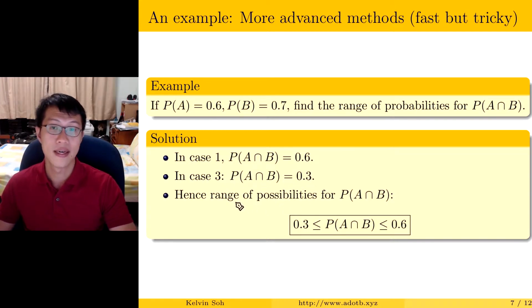Hence our answer, the range of possible values for P(A intersect B) will then be between 0.3 and 0.6. So this method can be done pretty fast, but potentially quite tricky to carry out if we have more than two sets. Hence, I would like to introduce a second method we can use for such a question.